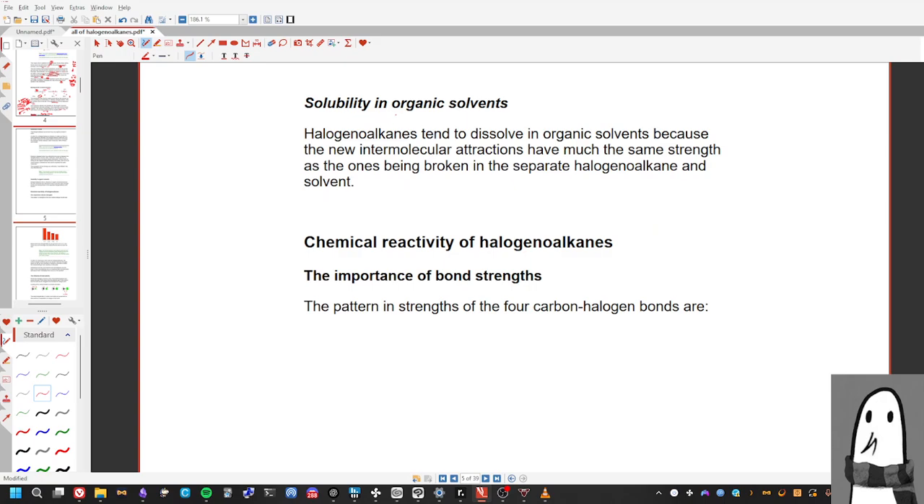Now, solubility in another solvent is going to be organic solvents. There's a greater tendency to dissolve in organic solvents because the new intermolecular attractions have much of the same strength as the ones being broken. So the energy taken in to break them and the energy released when making the new ones are going to be relatively equal. So it's going to tend to dissolve much more.